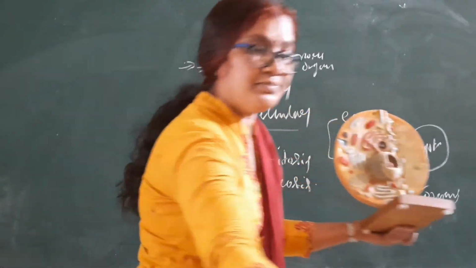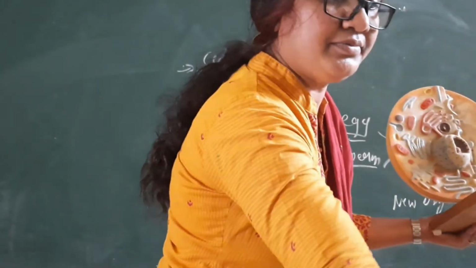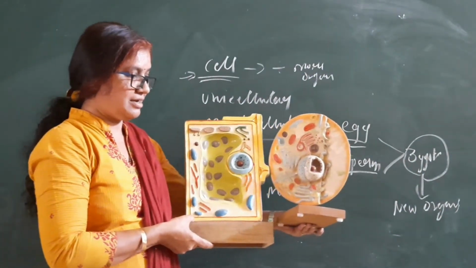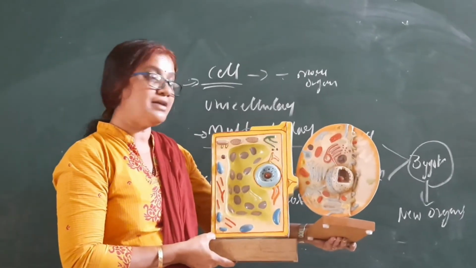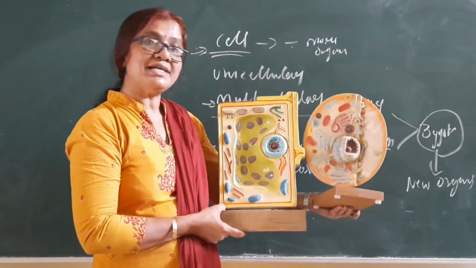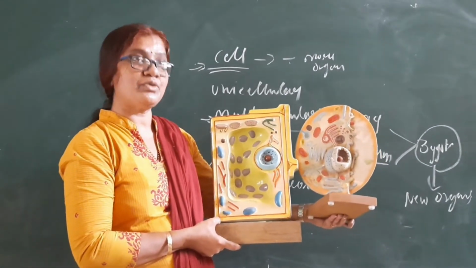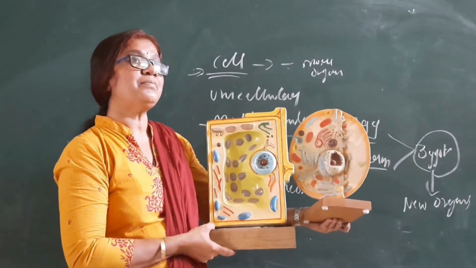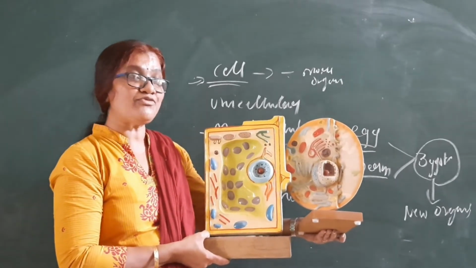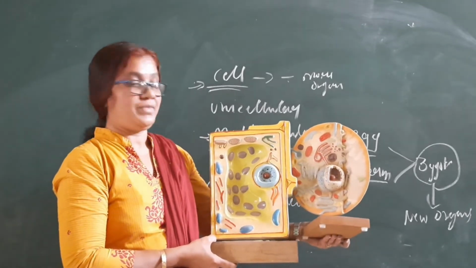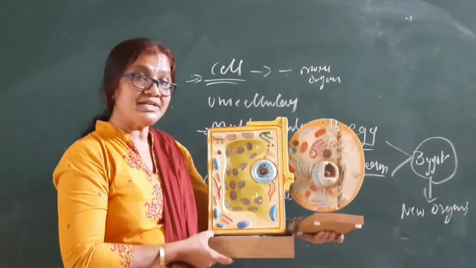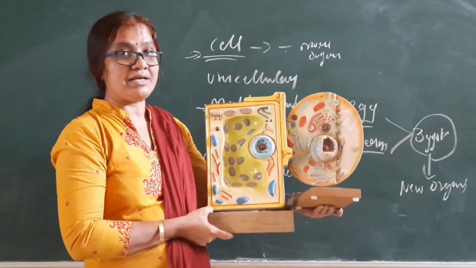So this is about the difference between plant cell and animal cell. The plant cell has a cell wall, the animal cell doesn't have a cell wall. Both cells have nucleus, nucleolus, endoplasmic reticulum, mitochondria, Golgi complex, ribosomes. These are common to both cells. And where are all these cell organelles present? The cell organelles are present in the cytoplasm.